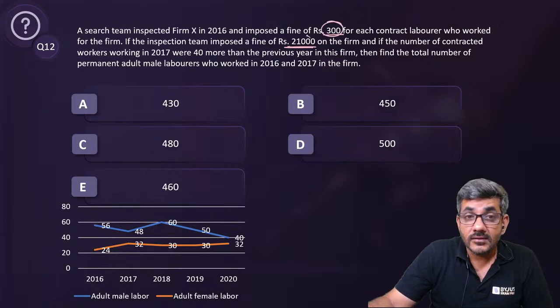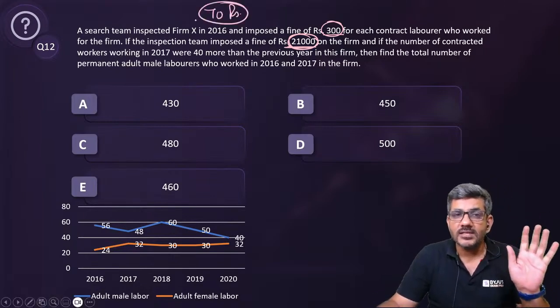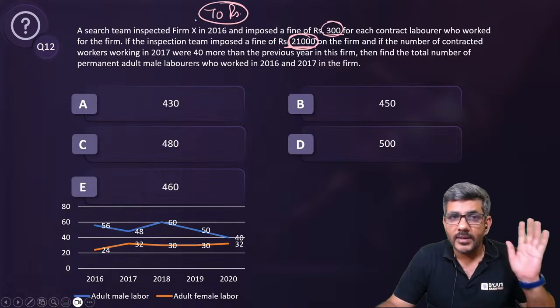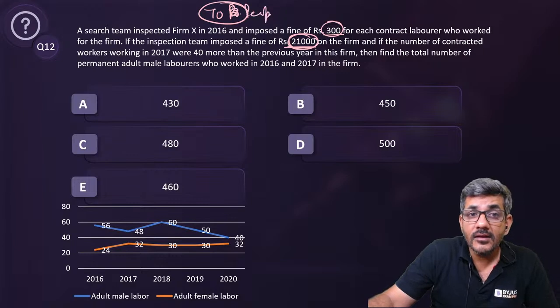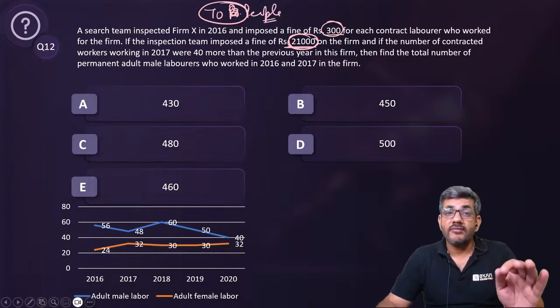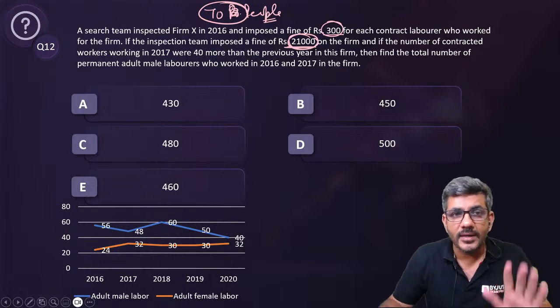300 per person, 21,000 they collected. What does that mean? Can I say they charge 70 rupees per person? Right? 70 rupees per person they must have charged. Only then it would have become 21,000. Oh, I'm sorry. There must have been 70 people. Right? The total number of people must be 70. So that 70 into 300, the total fine becomes 21,000.